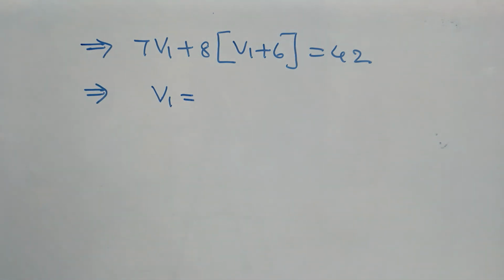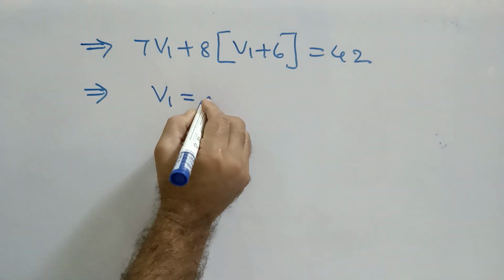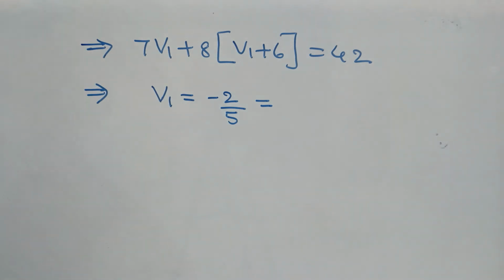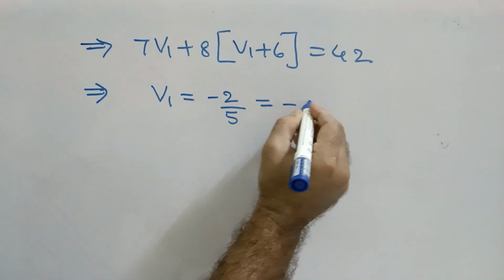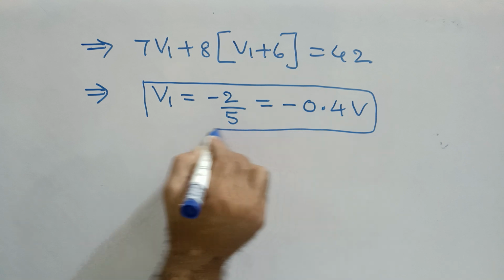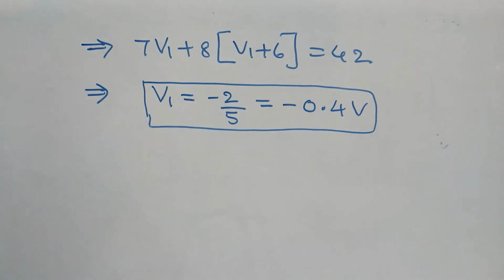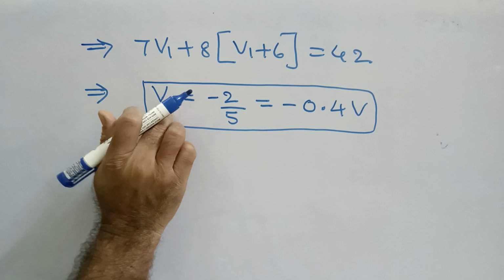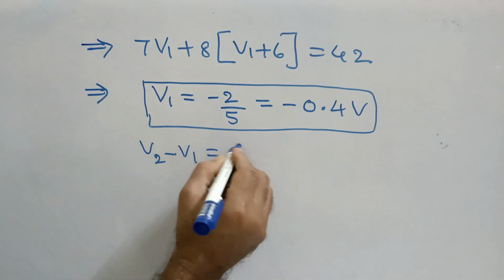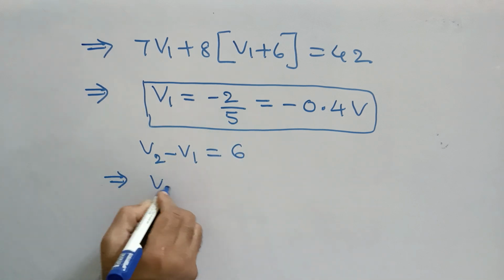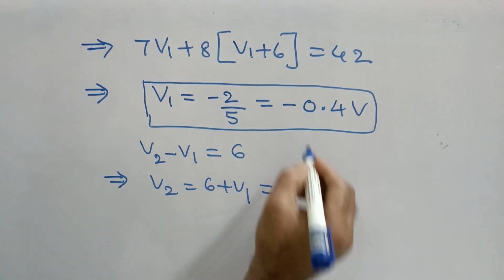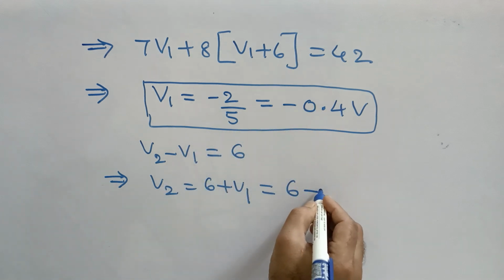So your V1 value must be something like minus 2 by 5. It is nothing but minus 0.4 volts. This is what your V1 value, definitely. And substitute this V1 value in V2. What is that actually? V2 minus V1 is equal to 6 volts, and this implies V2 is equal to 6 plus V1, no? So here you substitute 6 plus, what is your V1? It is minus 0.4 actually.